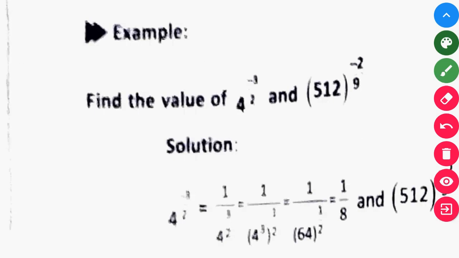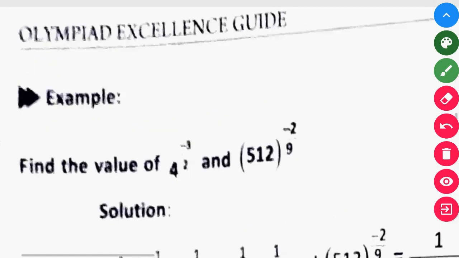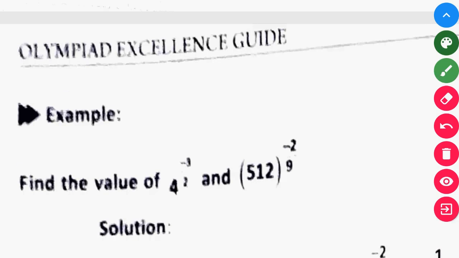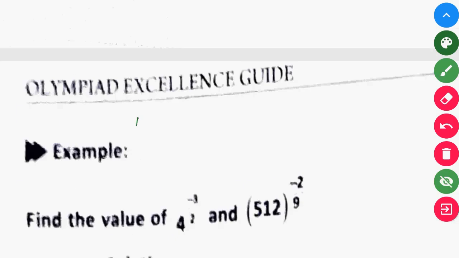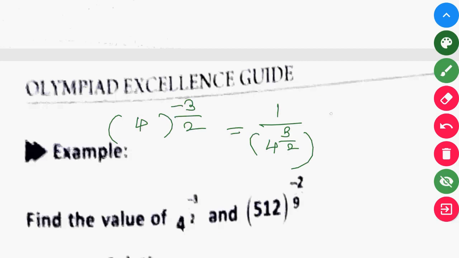Now see, here we have to find the values of two exponent numbers given to us. First one is 4 raised to minus 3 upon 2. Now see, this exponent is negative, so we can write it as 1 upon 4 raised to 3 by 2. Okay, so this is 1 upon 4 cube raised to 1 half.